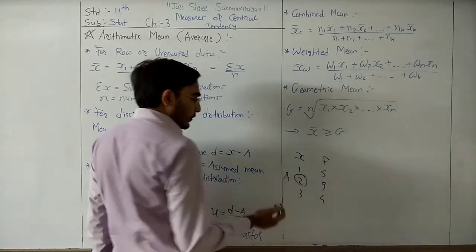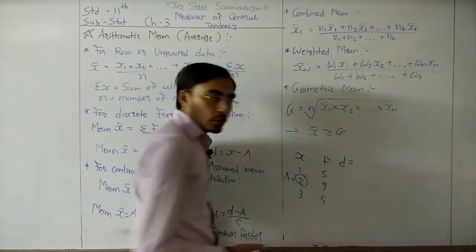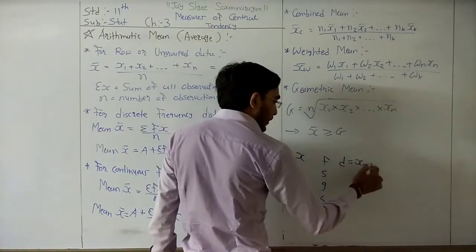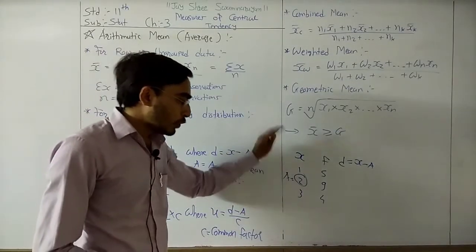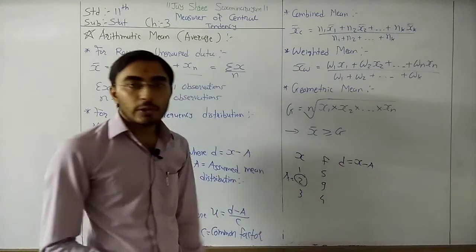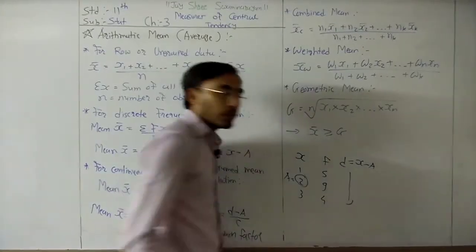So, for simplicity, if we take A equals 2, then here we need to put one column, D equals X minus A. Here we have the value of X. So from all the values, we need to subtract this value of A, that means 2. So here we will get the column of D.